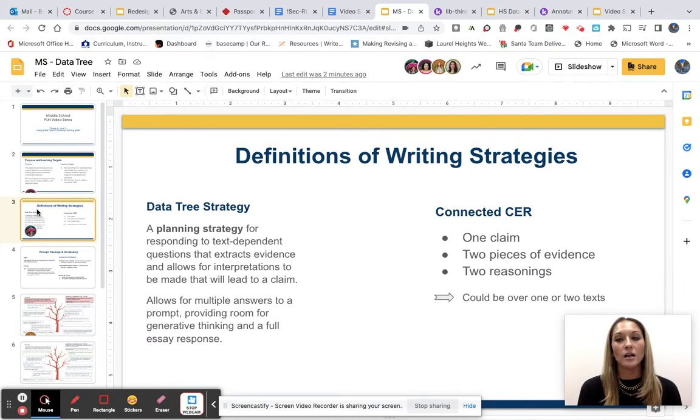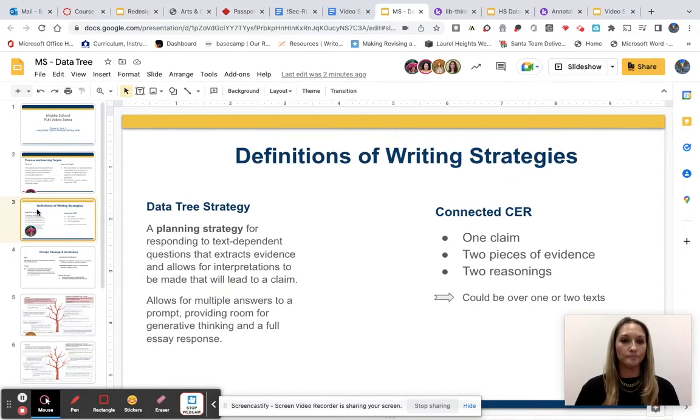The definition of a connected CER is: a connected CER has one claim and it has two pieces of evidence and two corresponding reasonings for that evidence. This evidence and reasoning can come from one text or it can come from multiple texts. It just depends on what the charge on the student is or what you, the teacher, need the students to be able to answer.